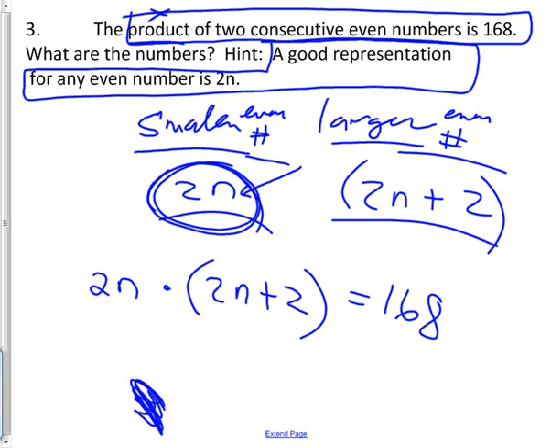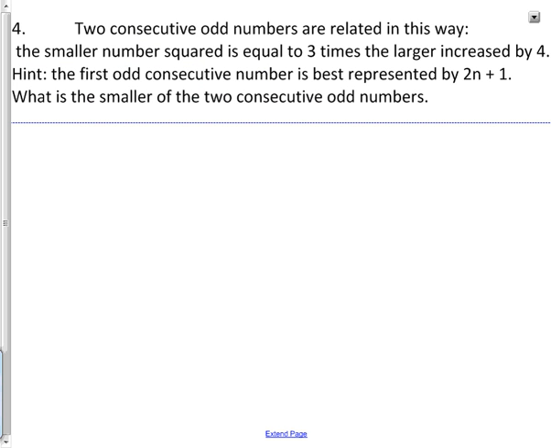So hopefully you got the problem started on your paper. Now I'm going to move on to the next one. Number 4. This is 2 consecutive odd numbers. And same idea, except you don't use 2n. You use 2n plus 1. That'll guarantee that it's odd. Because if you take anything and you multiply it by 2, that makes it an even number.